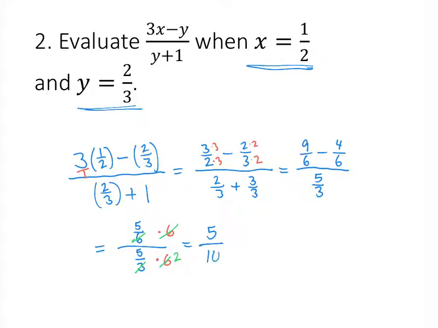5 times 2 is 10, and so I have 5/10, so no longer have fractions within fractions. But one last step now, I've got to write this in lowest terms, which I can do by dividing top and bottom by 5. And that gives me my final answer, which is 1/2.